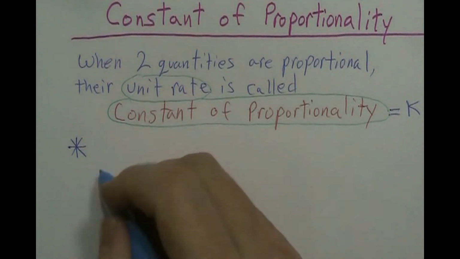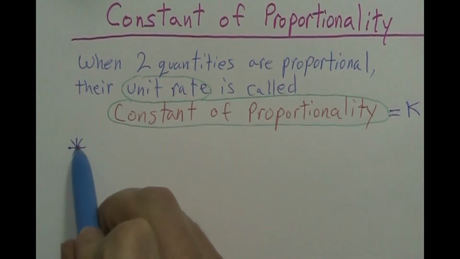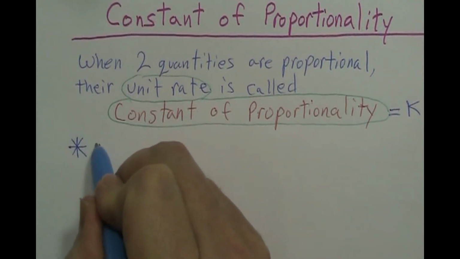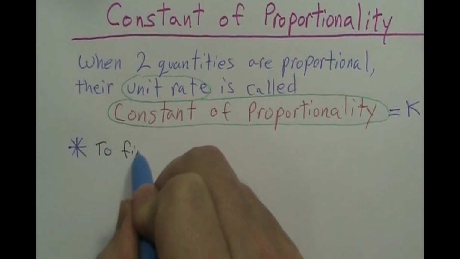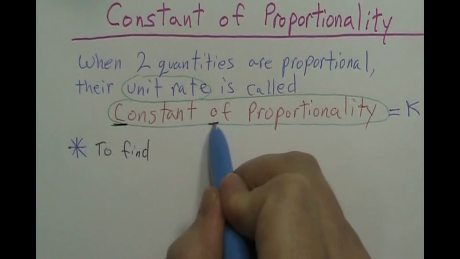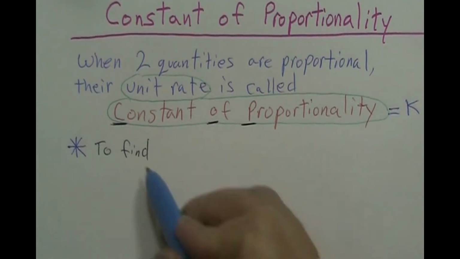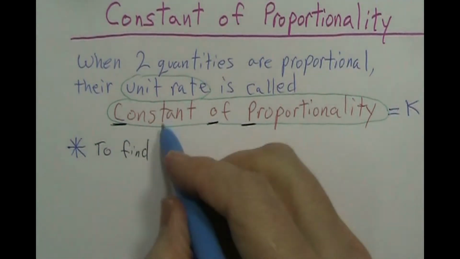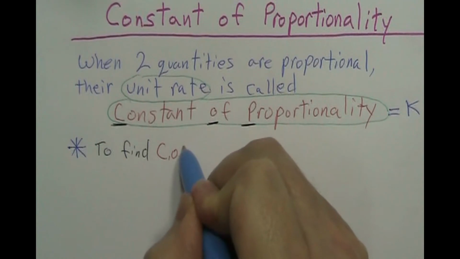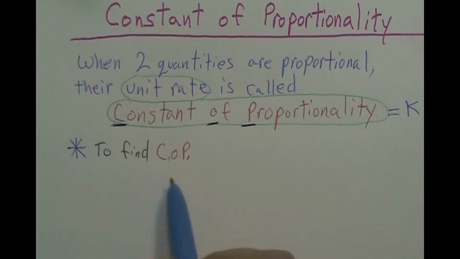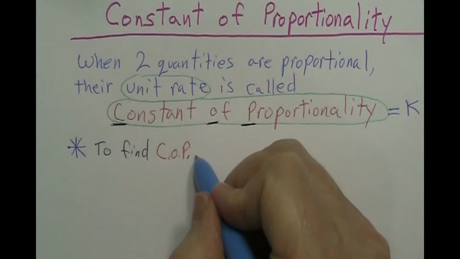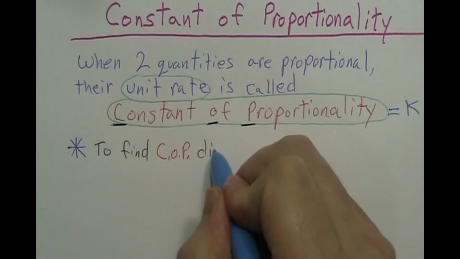All right, so how do we find this? I put a little star or asterisk right there. To find, actually, to calculate, I'm going to use COP to find the constant of proportionality, because I certainly don't want to write all that out. To find COP, constant of proportionality, what do we do? Divide.